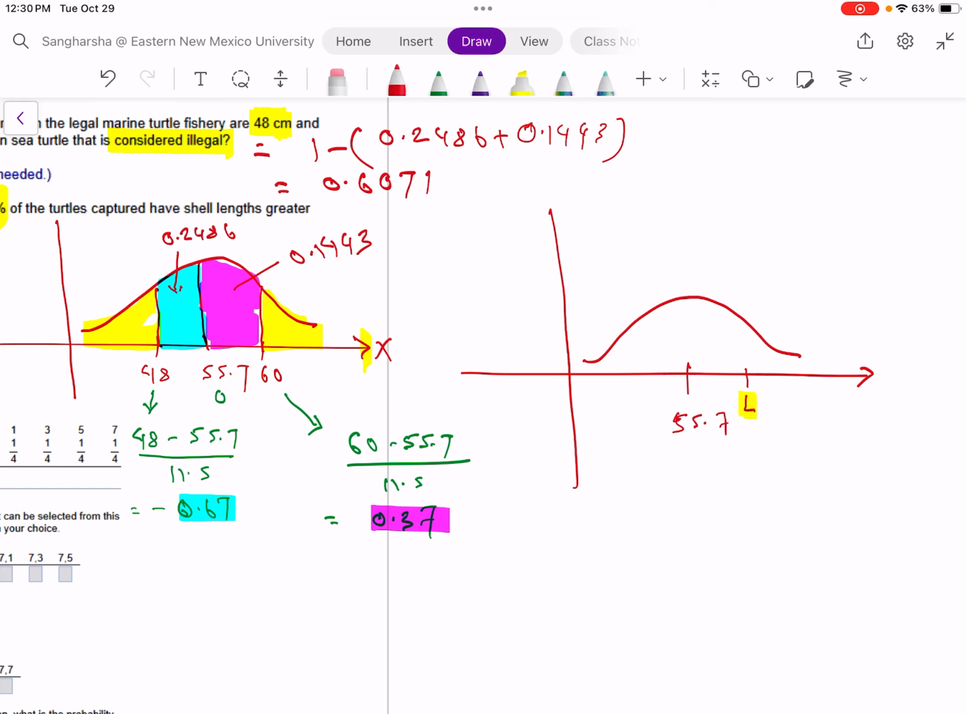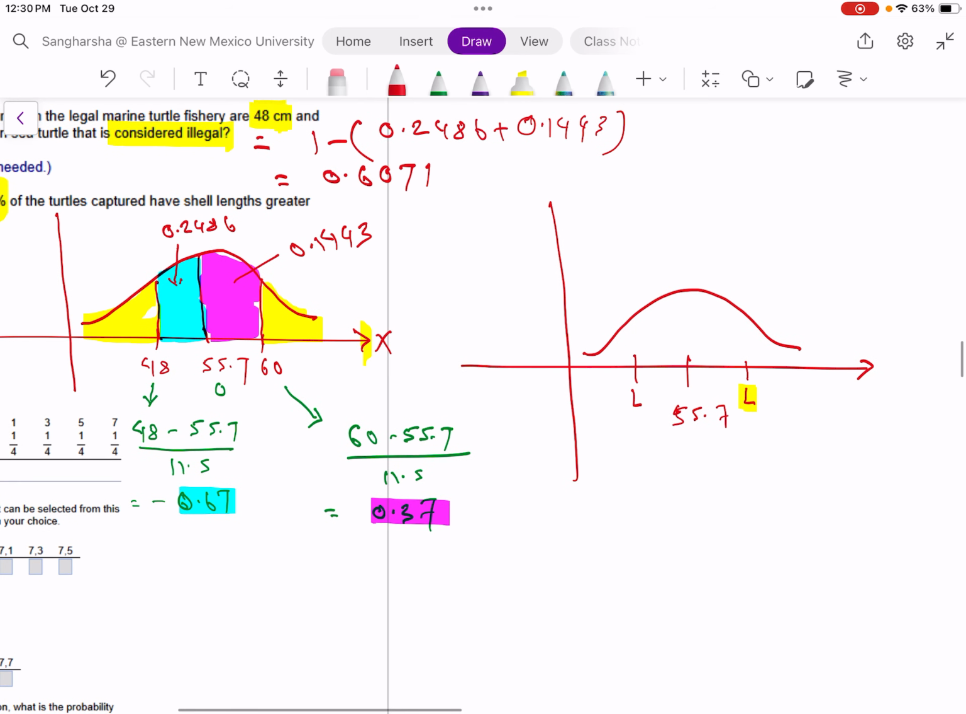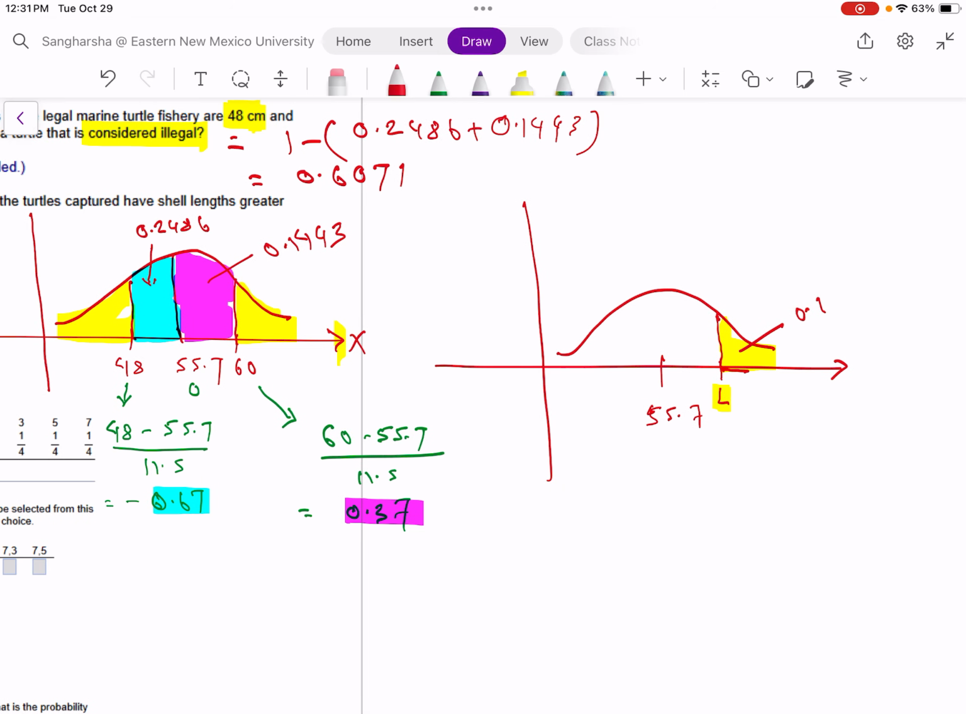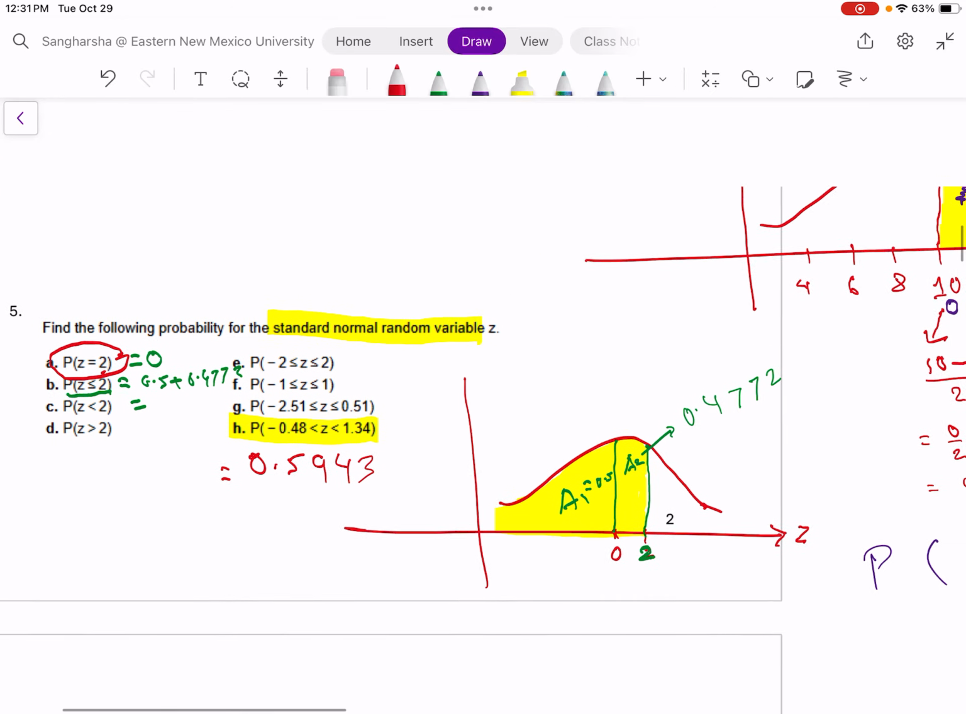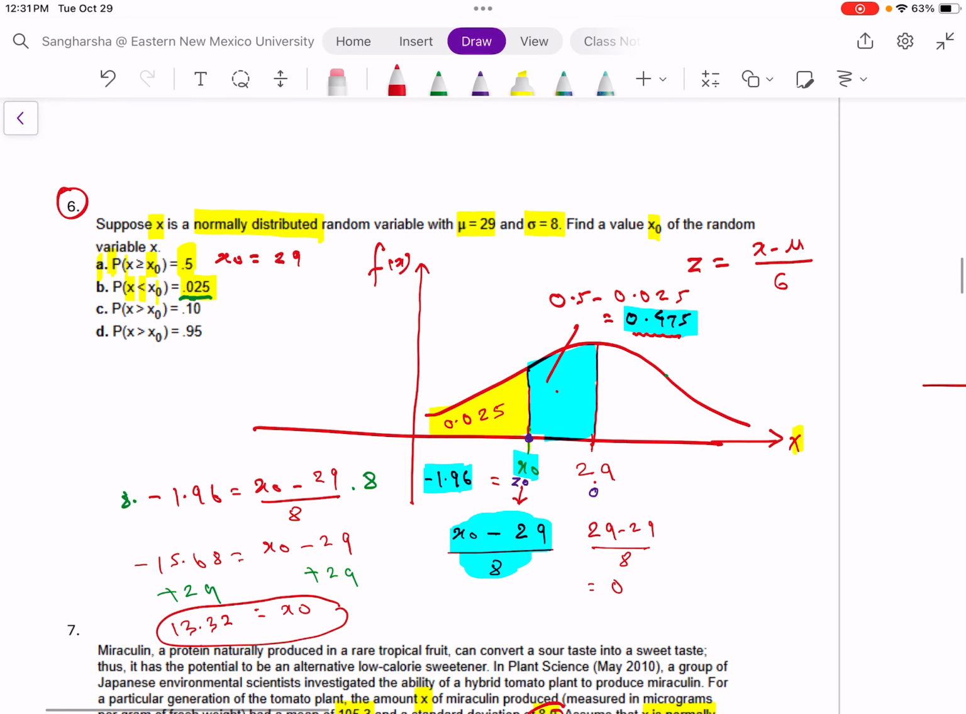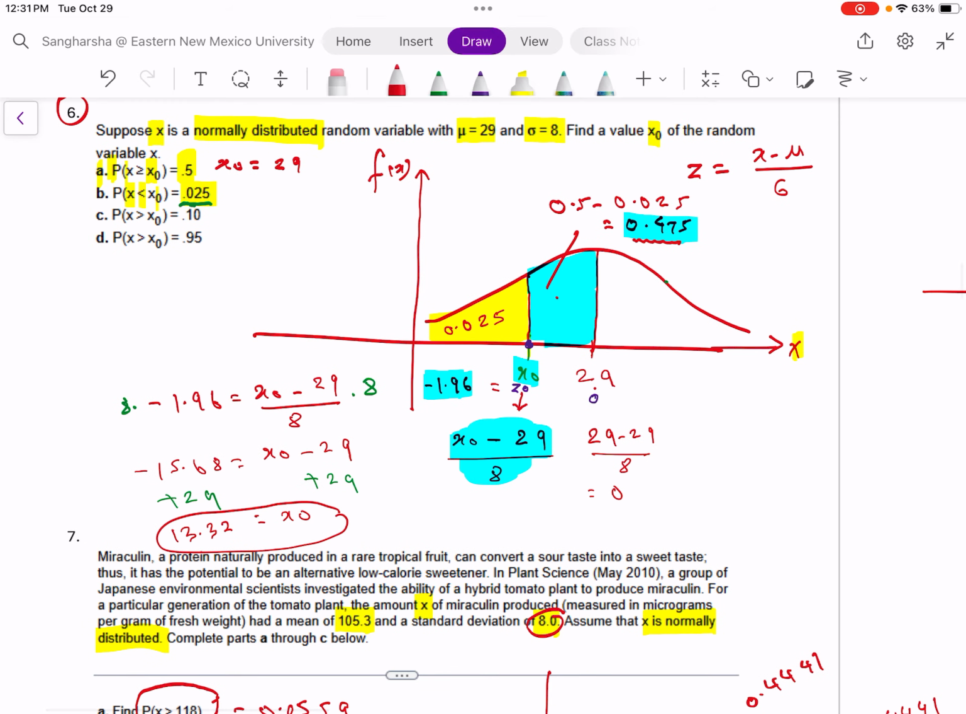Now will this L be on the left side or right side? It is on the right, because greater than means this region, so the probability of this region is given as 0.1. So we can't have the length on the left side. If you have it on the left side, the probability has to be greater than 0.5. So this is 0.1. Now isn't this the same example as number 6? It's exactly the same, very similar. So you are finding x naught.